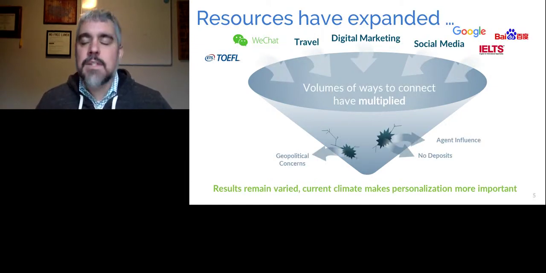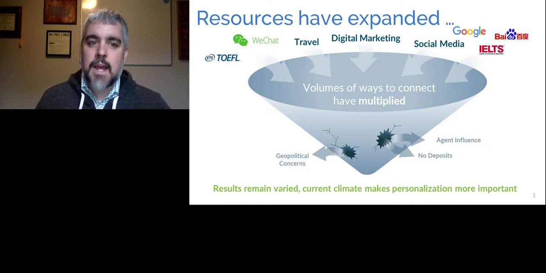And obviously over the past 5 years, 10 years or so, this hasn't gotten any easier when we think about the way students and schools connect, right? Resources have expanded, results remain varied. The current climate makes personalization even more important. As we've seen over time, the proliferation of digital marketing and social media, and especially in unique markets like China, make it harder for institutions to really juggle all these things.